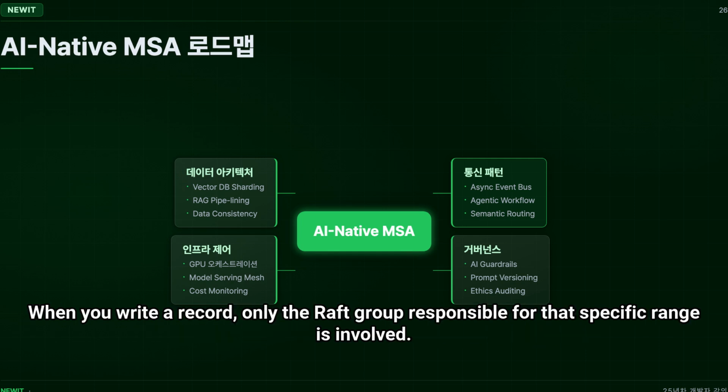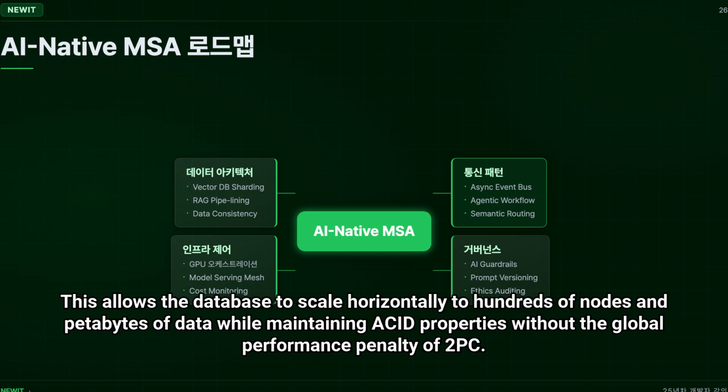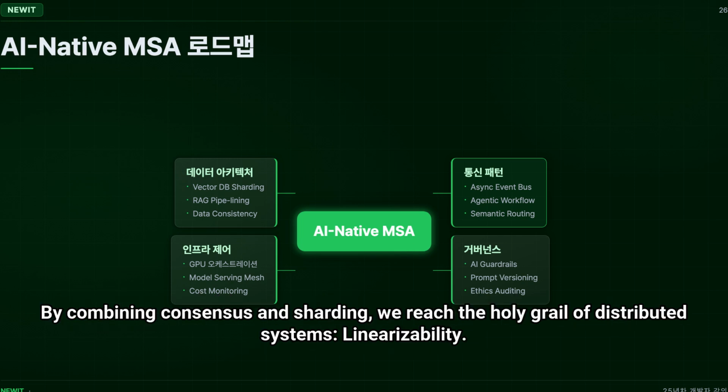When you write a record, only the raft group responsible for that specific range is involved. This allows the database to scale horizontally to hundreds of nodes and petabytes of data while maintaining ACID properties without the global performance penalty of 2PC. By combining consensus and sharding, we reach the holy grail of distributed systems, linearizability.